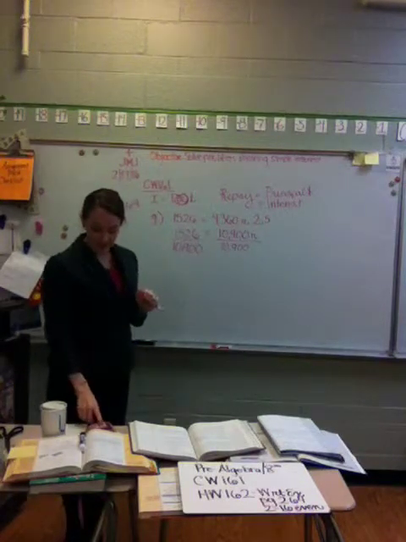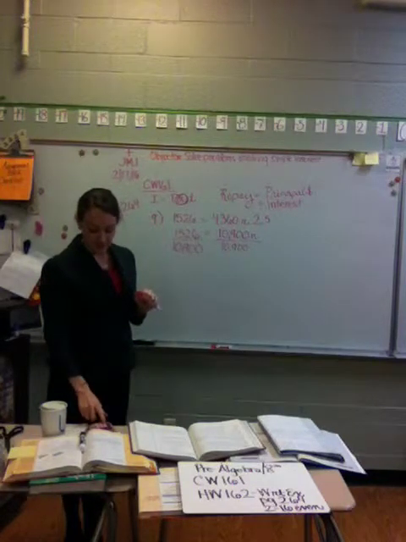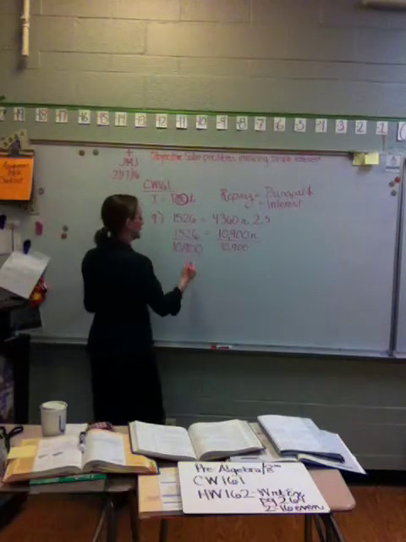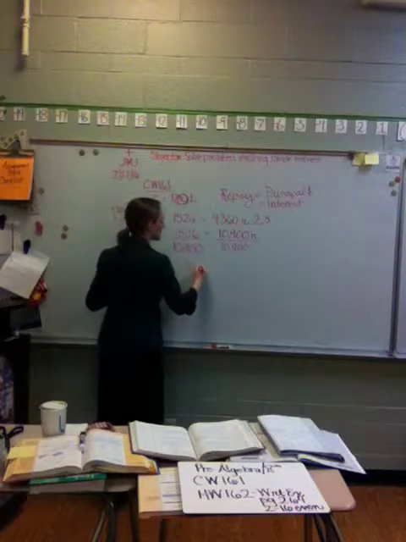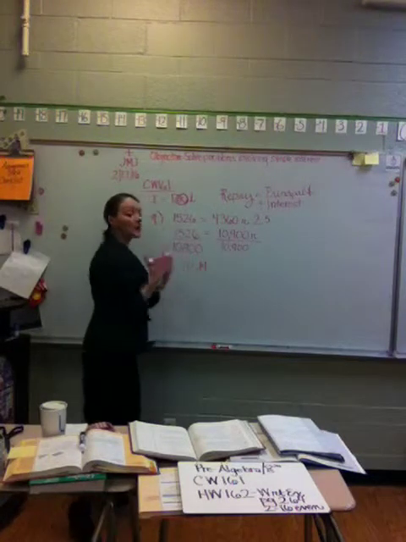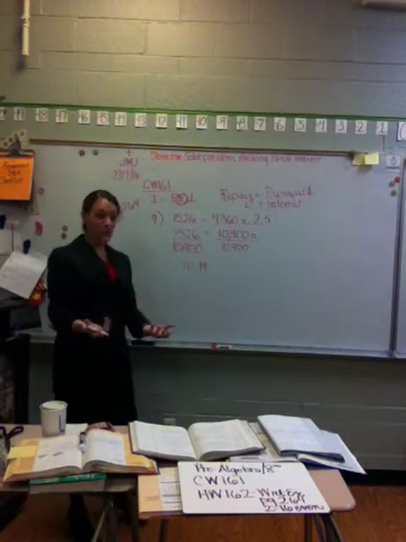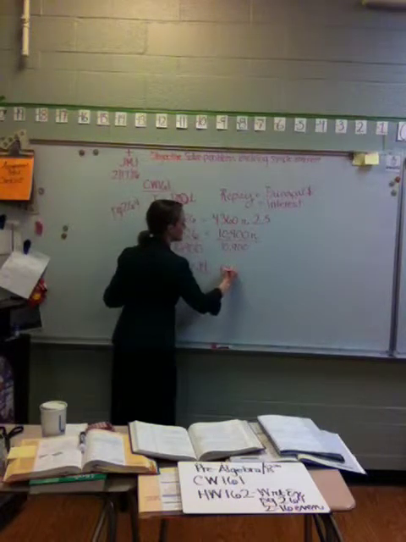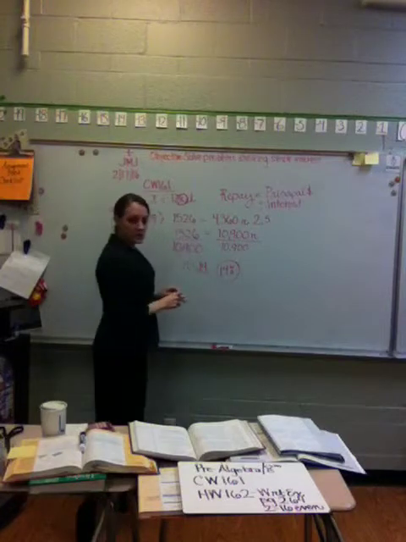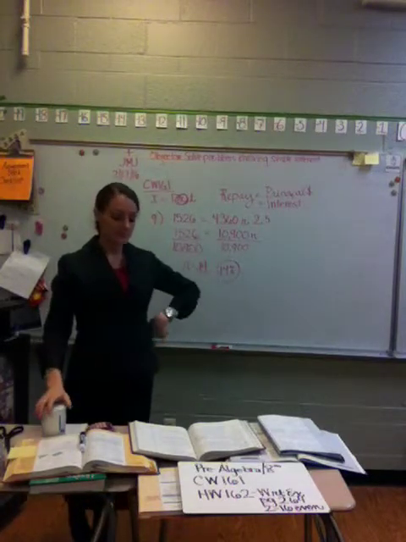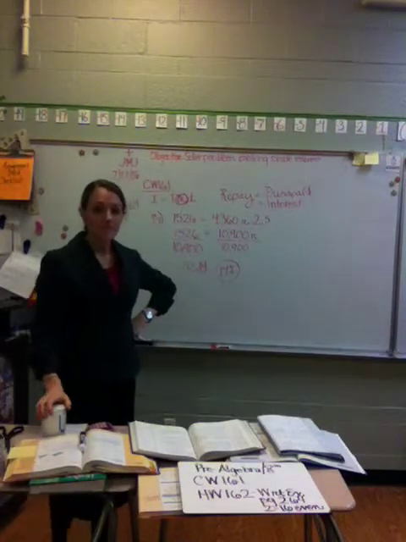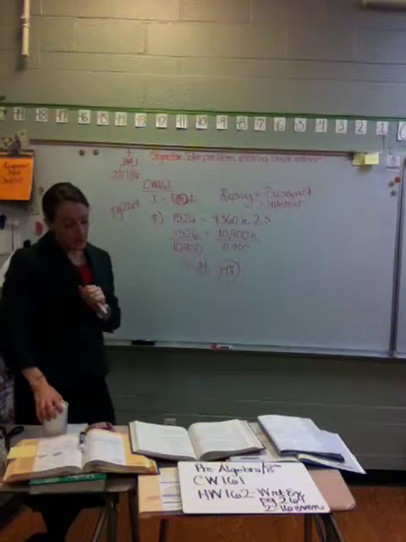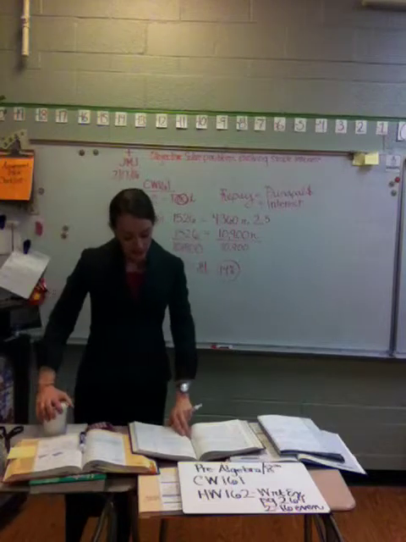So we have 5,026 divided by 10,900 and we get 14. So R is equal to 0.14. How do I write that as a percent, as an actual rate? I'm going to move my decimal. So I have a 14% interest rate. You okay with that? That's what you would do.